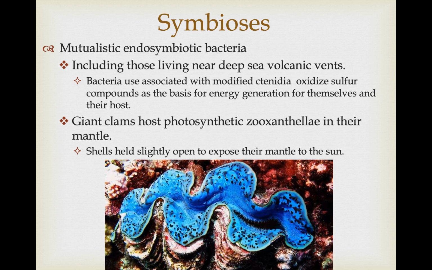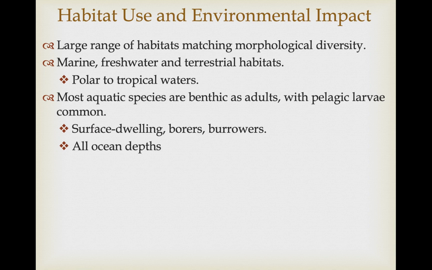Giant clams have photosynthetic zooxanthellae in their mantle, and if you look at these giant clams, they're usually found in relatively shallow waters, in relatively clear water, so there's enough light transmission effectively to get to their mantle and the photosynthetic zooxanthellae that they're housing. And they actually keep their mantles exposed, so their shells slightly open and their mantle exposed to the sun for greater photosynthetic capability.